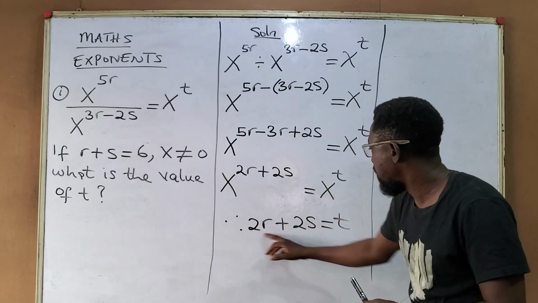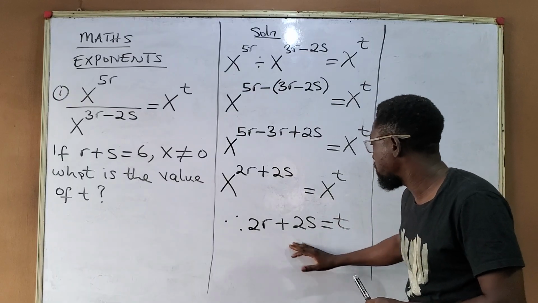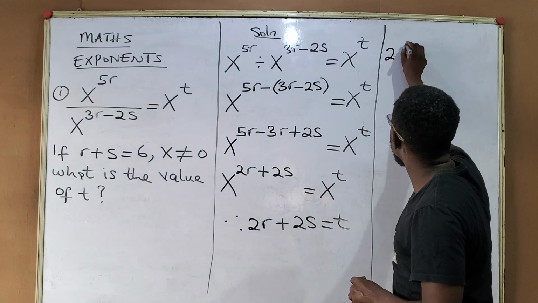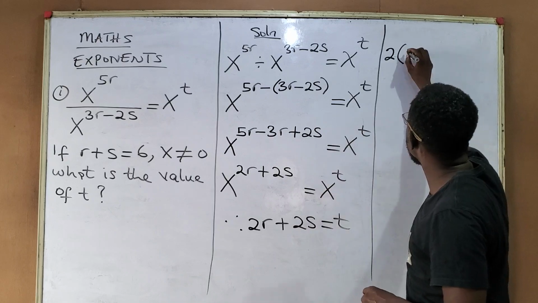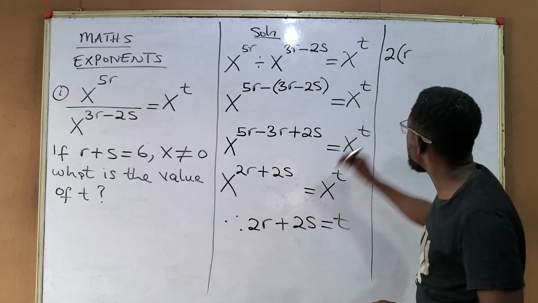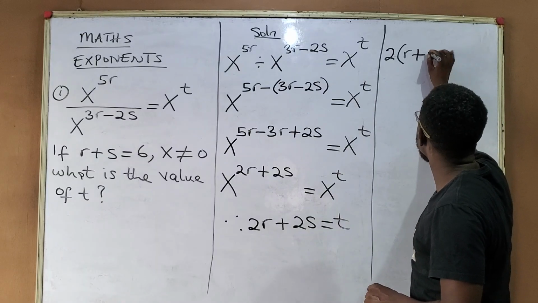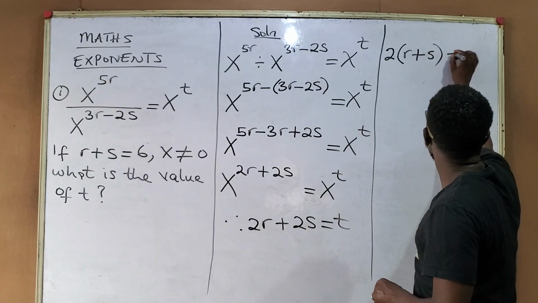So the common factor here, there's what is called common factor. What is common to both terms here? This is 2 and this is 2. I bring out the 2 as a common factor. Then 2r divided by 2 gives us r. Then this plus sign still comes in. Then 2s divided by 2 will give us s, equals t.